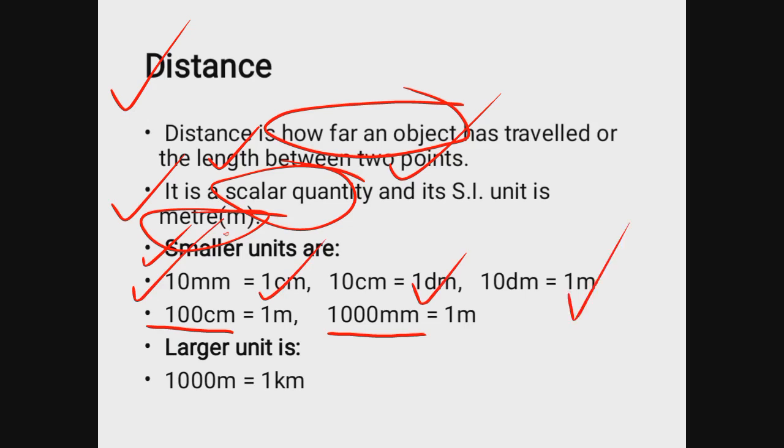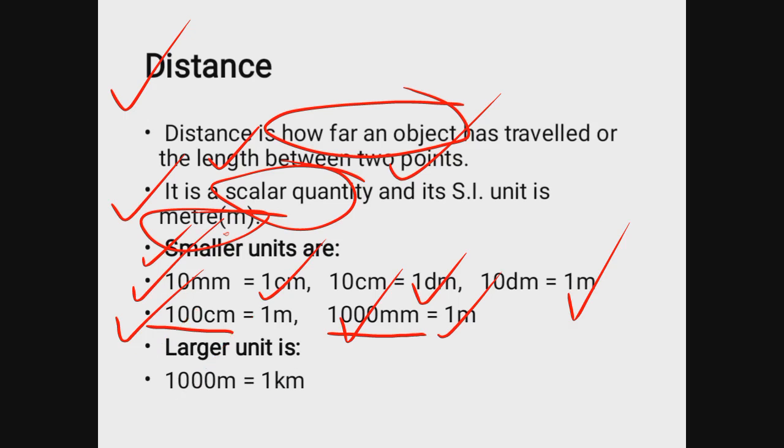So the application of what we have learned right from our primary school days is now what we need in physics. Anytime we are given our distance in centimeter, we have to convert it to meter by dividing it by 100. And anytime we are given our distance in millimeter, we have to convert it to meter by dividing by 1000. And we could also have a larger unit of distance: 1000 meters will give us 1 kilometer.